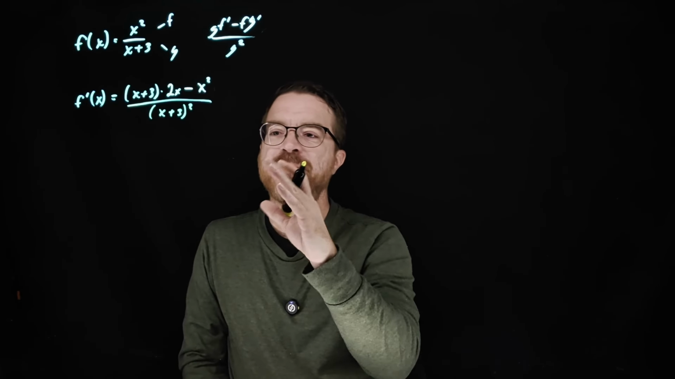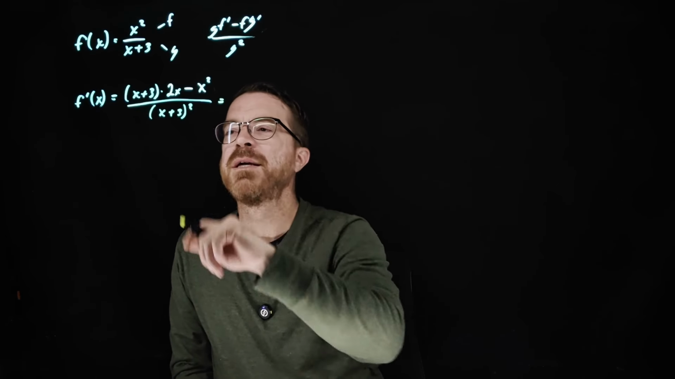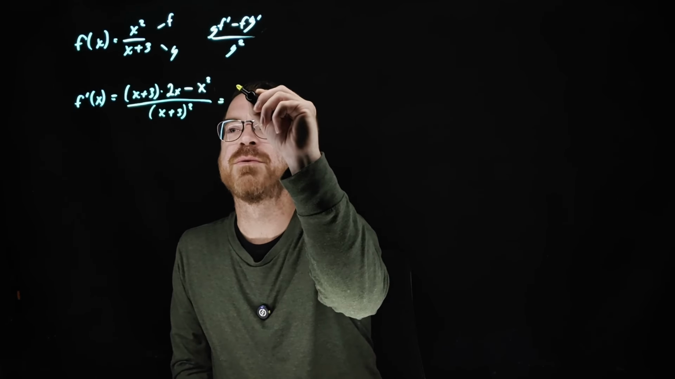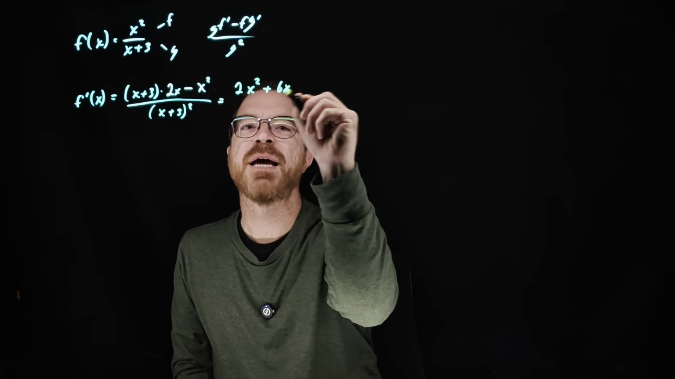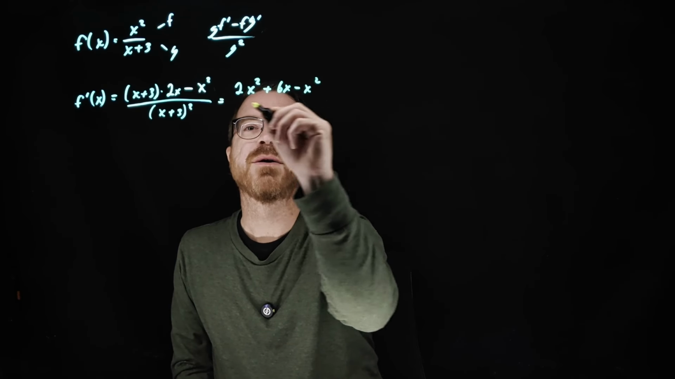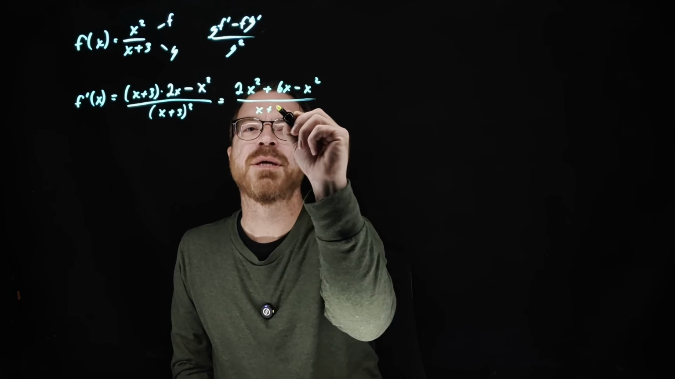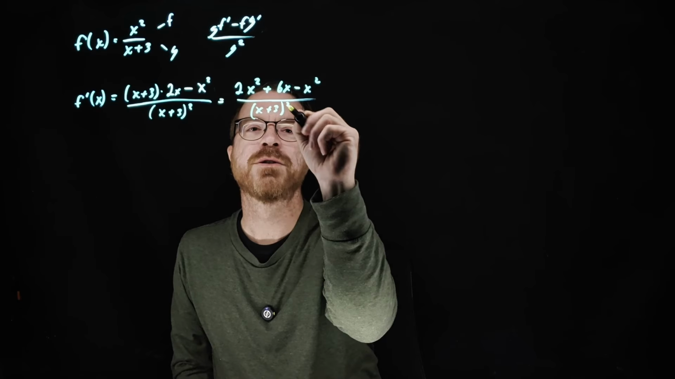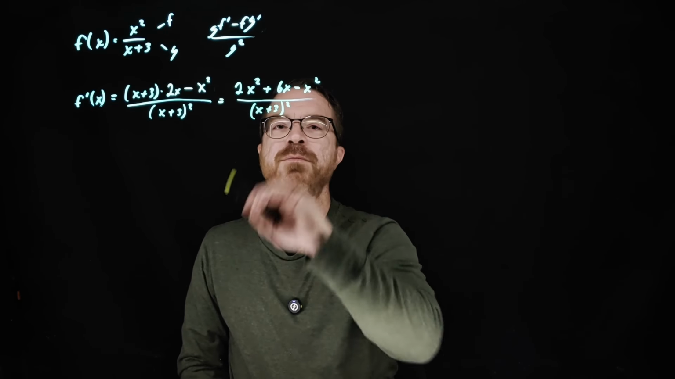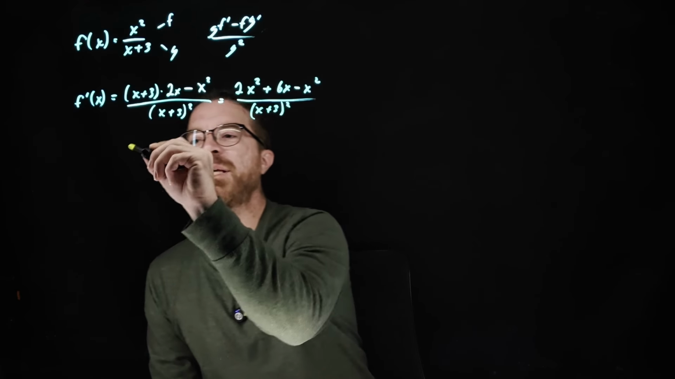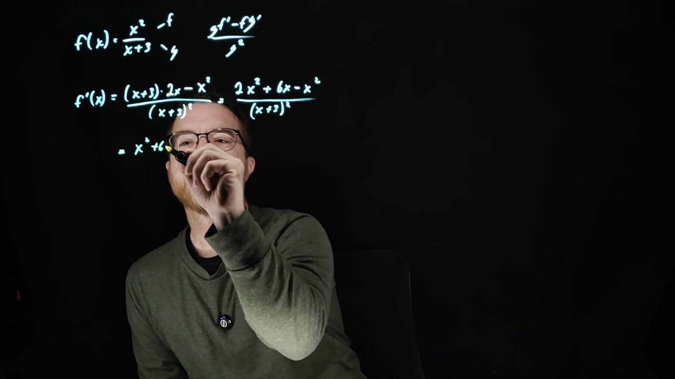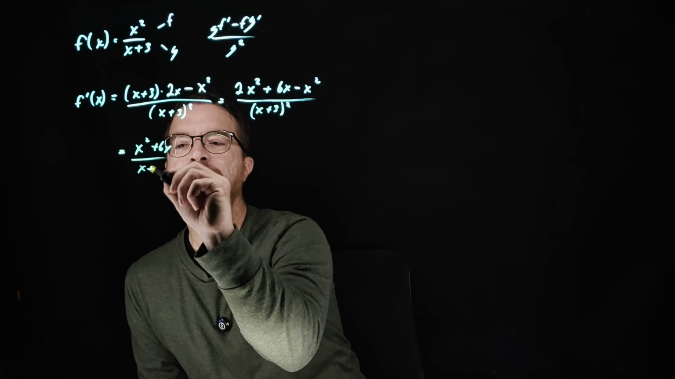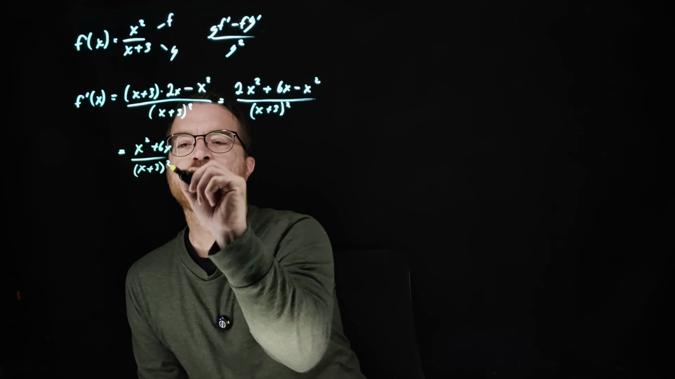And now I'm just going to simplify this a little bit. So doing this, we're going to distribute this 2x. So this is going to be 2x squared plus 6x minus x squared over x plus 3 squared. 2x squared minus x squared is just going to give me x squared plus 6x over x plus 3 squared.